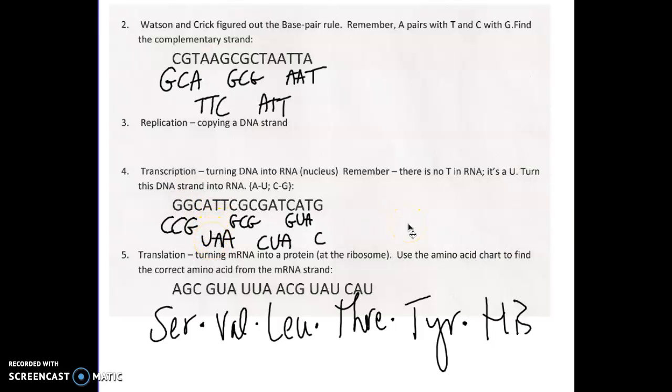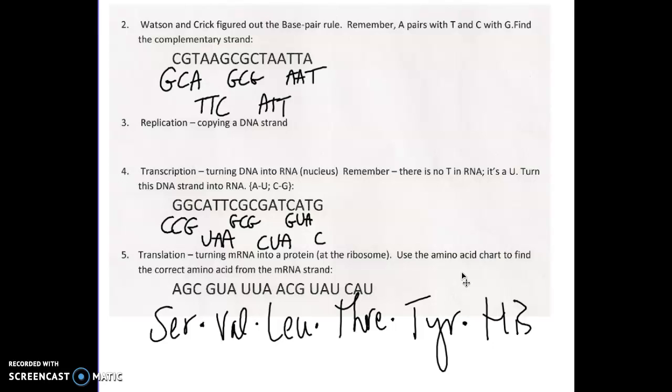All right? Then the next step, there's translation. That's actually when you turn RNA into a protein. And this happens at the ribosome, and you have to have the amino acid chart to do this. And I'm going to show you that on the next screen. Very important skill, so you need to make sure you know how to do that.